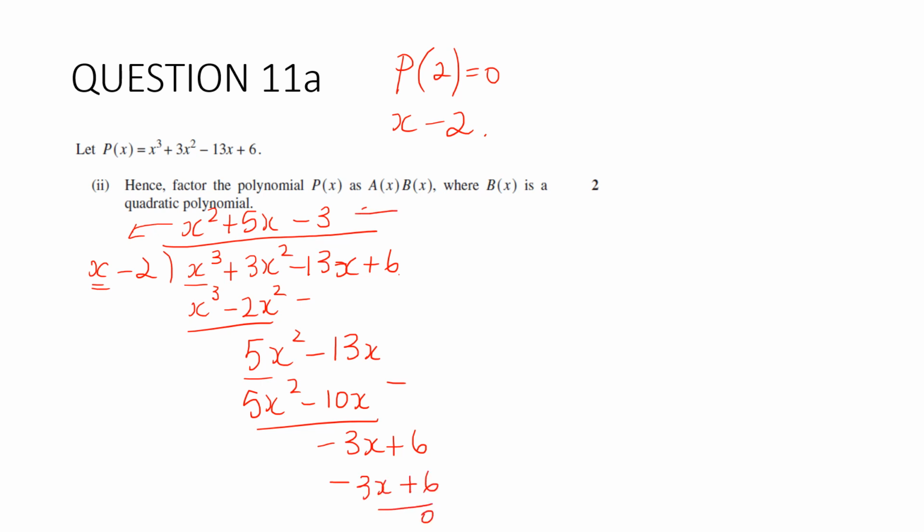So here is b of x. So p of x is going to be equal to x minus 2 multiplied by x squared plus 5x minus 3.